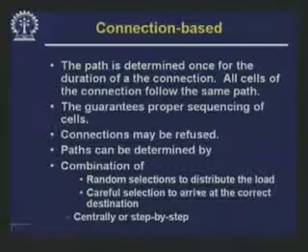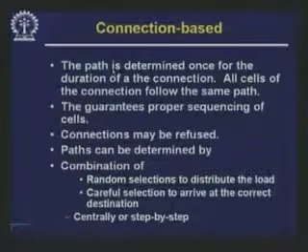Now, in a connection based system, we discussed this earlier, but once again the path is determined once for the duration of the connection. That means, once the connection is made, for the entire duration of the connection the path remains the same. All cells of the connection follow the same path. Now, it may be a connection based system with cells.